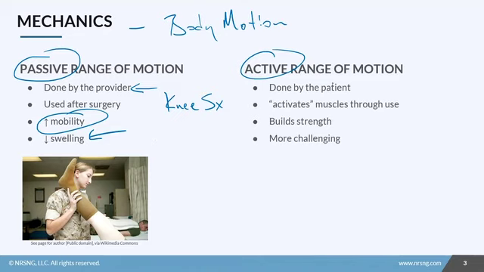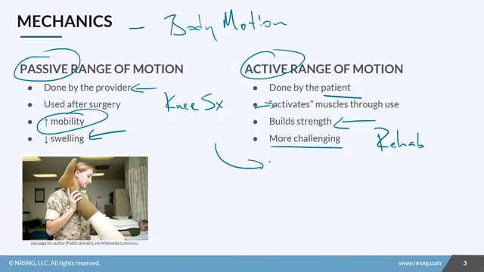Active range of motion is done by the patient. The way I want you to remember this is it works on activating the muscles through use. The benefits of it are that it builds strength, but it is more challenging for the patient. So you're going to see this more in a rehab setting after surgery. So let's say your patient has knee surgery, PT runs through passive range of motion with them. And then once they're discharged to a rehab for rehabilitation, that's where you're going to get into more of this active range of motion, engaging the muscles through use.